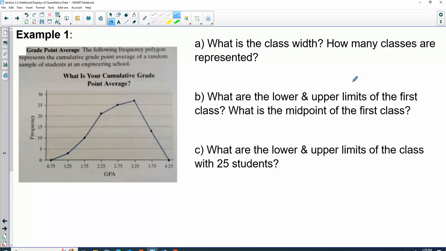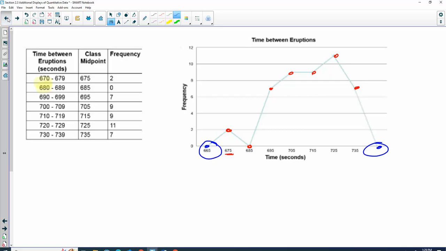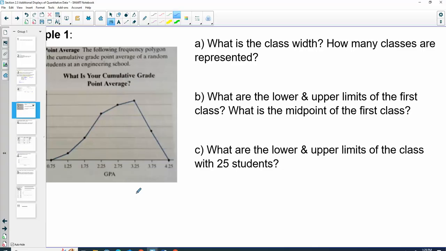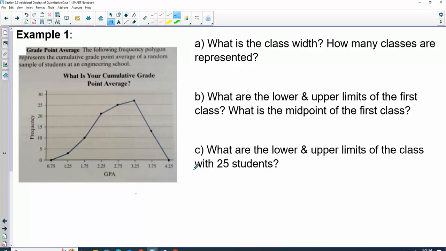All right, what is the class width? So this one is GPA, your cumulative grade point average. Class width is how far from the beginning of one class to the beginning of the next. Now, when I looked at the example I made up, this class width was 3. Could I have also found it from the distance between my midpoints? Yes. So I don't have to have the original numbers. I can look, these are my midpoints here, but how far is it to get from 0.75 to 1.2? Good.